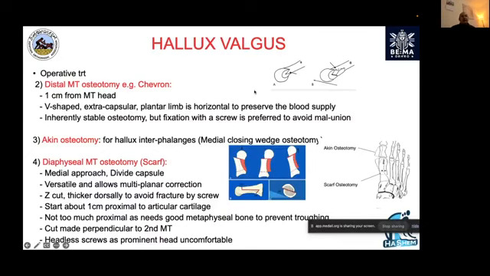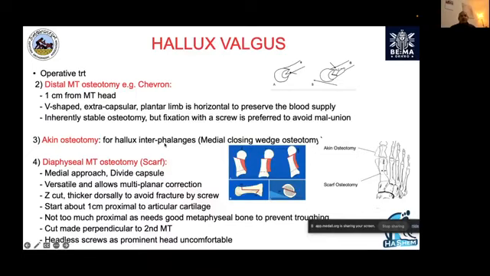On the other hand, the Akin osteotomy is just a distal closing wedge osteotomy, a medial closing wedge osteotomy of the phalanx. With the Akin osteotomy, you cut here in the metaphyseal area of the phalanx, you remove a wedge and you close the wedge medially. So you correct the interphalangeal angle.